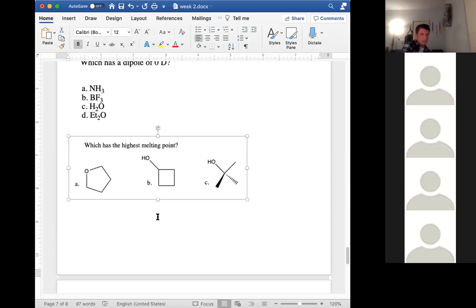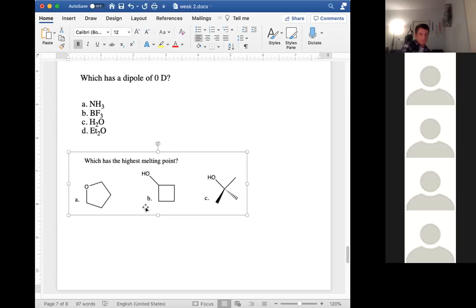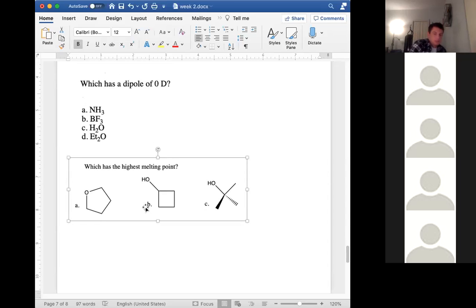Someone said A, someone says B. So they're both ring-like. But what does B have that A doesn't? Hydrogen bonding. Yeah. All right. So the stronger intermolecular force applies to both melting point and boiling point, because the stronger the intermolecular forces that you have, the more energy that you need to apply.